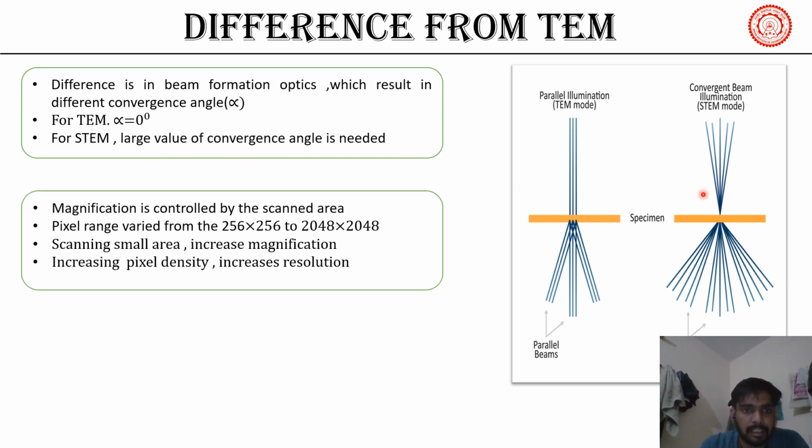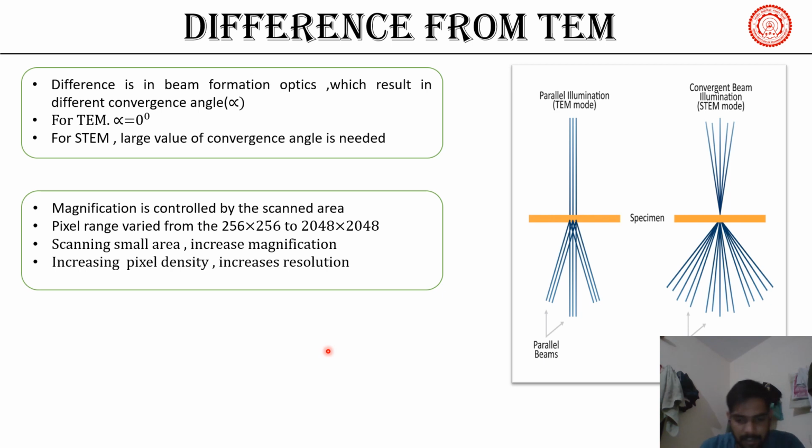Now coming to the next section, the magnification process. Basically, in TEM, the magnification process is decided by the properties of the electromagnetic lenses. But in STEM, the magnification is controlled by the scanned area.